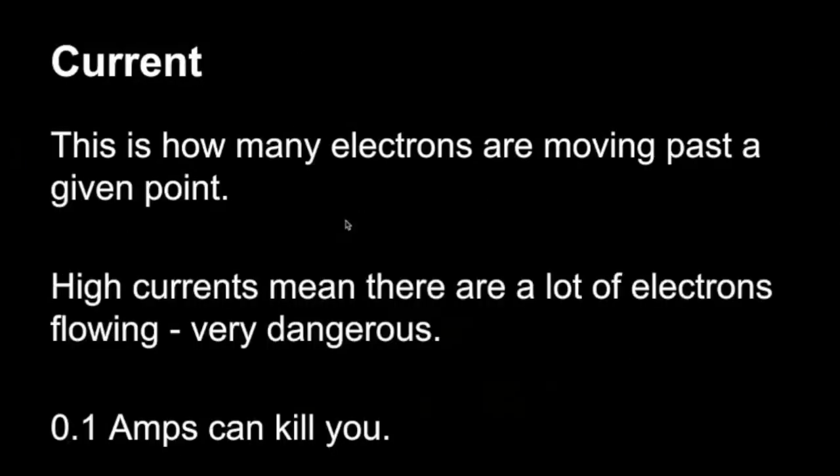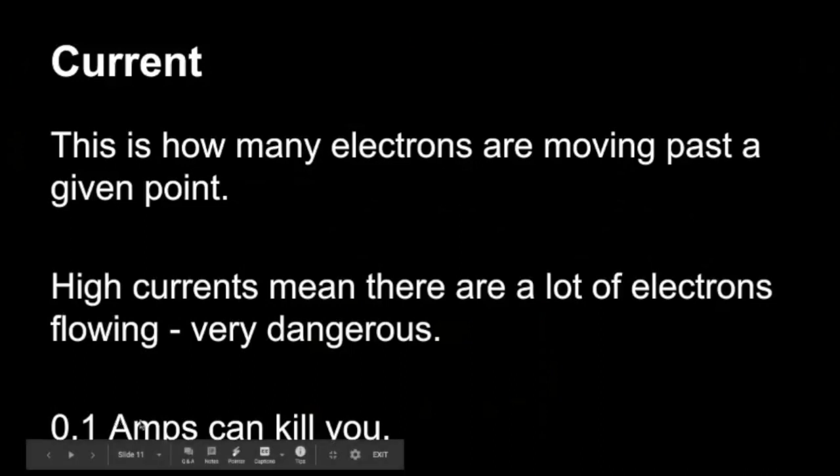Now, we measure current as how much charge is moving past a certain point in a given amount of time. We measure it in terms of coulombs per second. And the metric unit, or the unit that we use that is the same as coulombs per second, is an ampere.